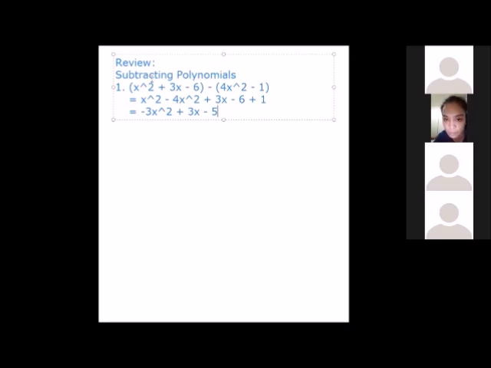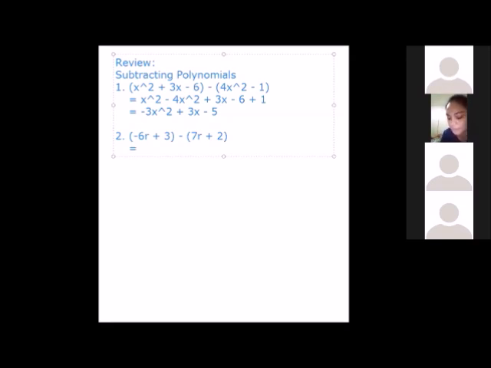Okay? Second example. Negative 6r plus 3 minus, our second polynomial is 7r plus 2. Again, negative 6r plus 3 minus the second polynomial, 7r plus 2. Find the difference. Can anyone please discuss how to do this?